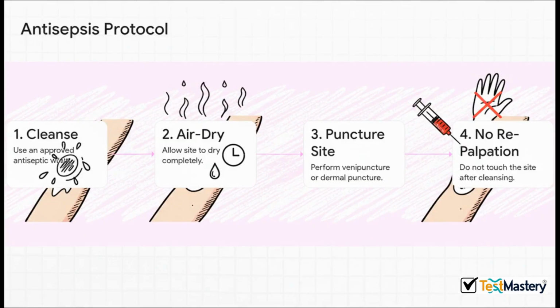This 4-step procedure, you need to know it by heart. You need to apply the antiseptic with friction, and you absolutely must let it air dry completely. Puncturing through wet alcohol doesn't just sting the patient, it can contaminate and break down the blood cells in your specimen, which totally ruins the test. And of course, once it's clean, don't touch it.